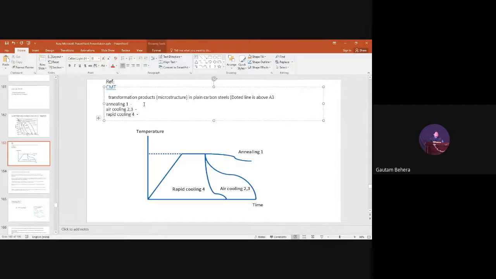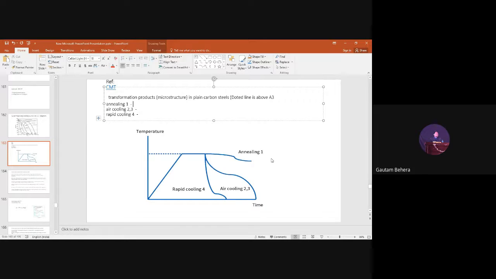Okay, very good. Let me see who can answer. Okay, Vishwajit Chaudhary, what will be the answer for this one? Actually, this curve is going down to the room temperature finally. It is not visible here. Martensite. Okay, fine.